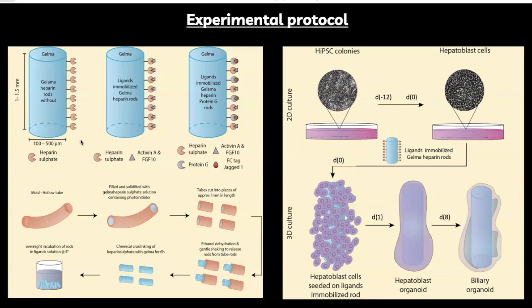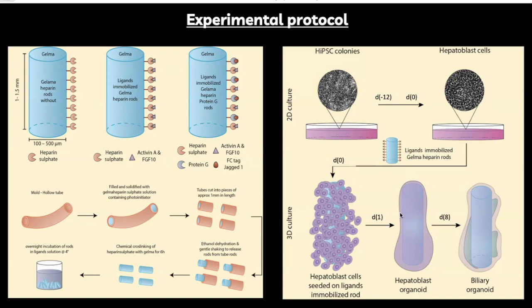We'll deal with three kinds in the whole process of the talk. One where there are no growth factors, just the GelMA rod itself. The other one is activin A and FGF10. And the third condition will be activin A, FGF10, and JAG1. Once you have these rods, you start with hiPSC colonies that you push to hepatoblast through the typical 12-day process. And once you have the hepatoblast, you seed them as single cells onto the rods.